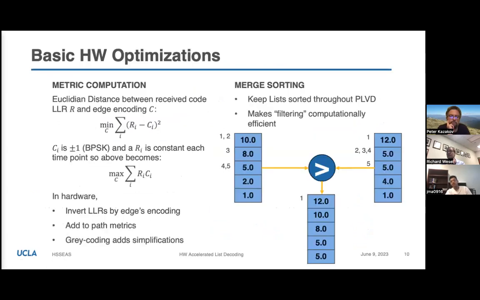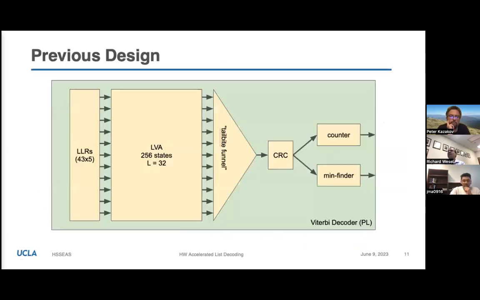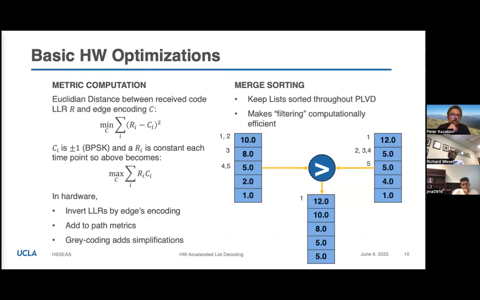So that part is made efficient with these optimizations. Now I'll go over the previous design. Your R is equal to C_i plus noise, right? This would be the observation. Why do you call it LLR? Because LLR means that if you have C_i equal to plus or minus 1, you should multiply the observation by 2 over sigma squared.